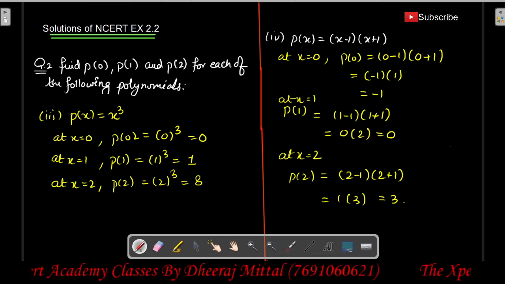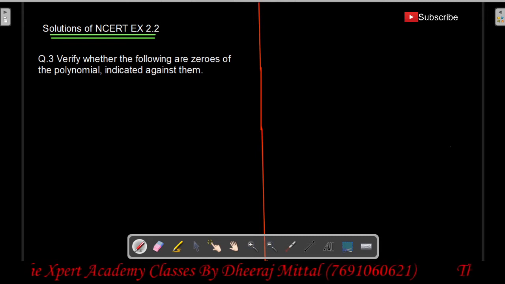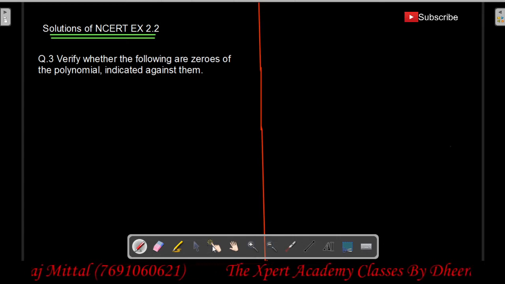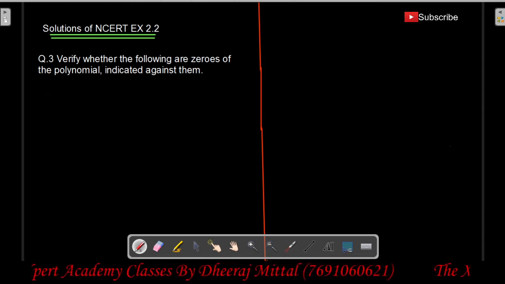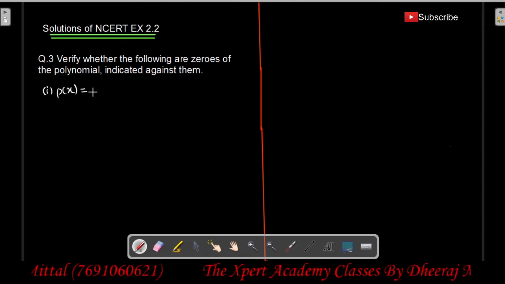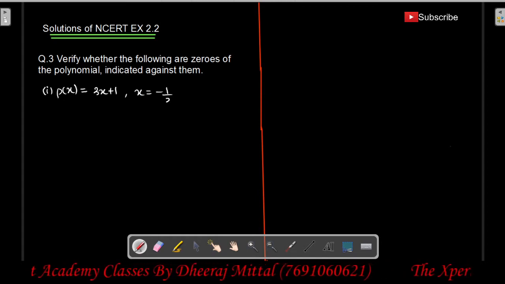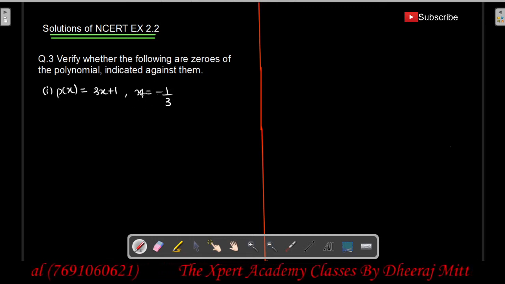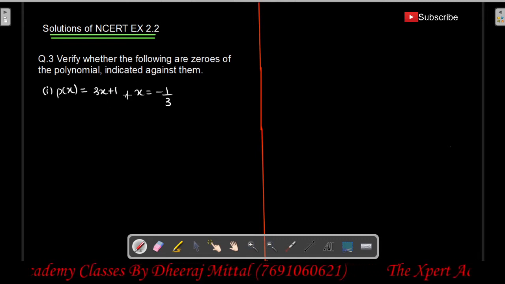Now question number 3. Verify whether the following numbers are the zeros of the polynomial indicated against them. The values given with the polynomials, whether they are solutions or not. So first part is p(x) is equal to 3x plus 1, and the value given is x is equal to -1 divided by 3. So in this, what we have to do, we have to put this value in the given polynomial. If the answer comes 0, then yes, it is the solution, it is the zero. Or if the answer will not be 0, then we will say it is not a solution.